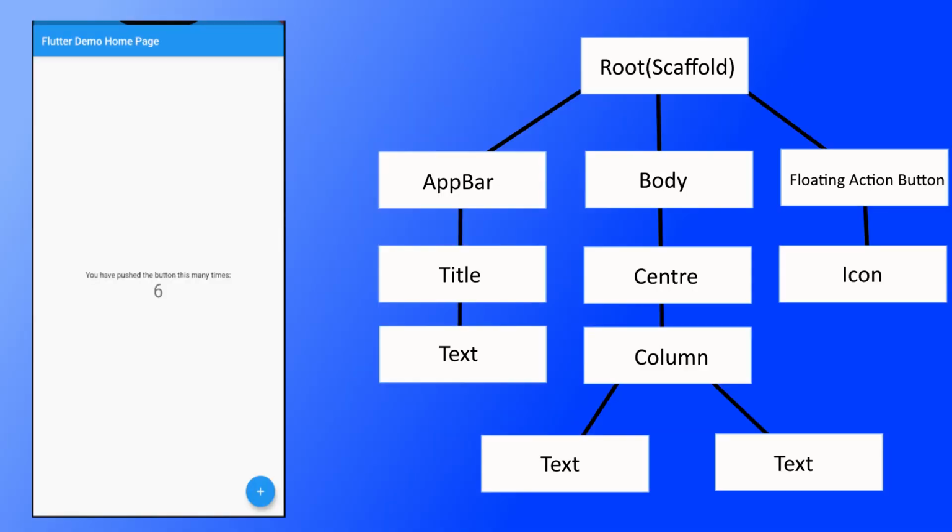Here is the visual representation of the tree. As we can see, the root widget, that is scaffold, has three children: app bar, body, floating action button. App bar has one child title, and title has another child text. And similarly for body, it has center, center has column, column has two children, text and text. And floating button has icon. Basically, this is the basic widget tree.